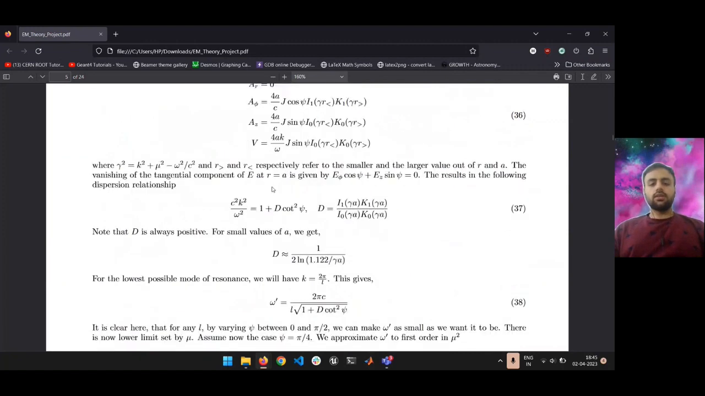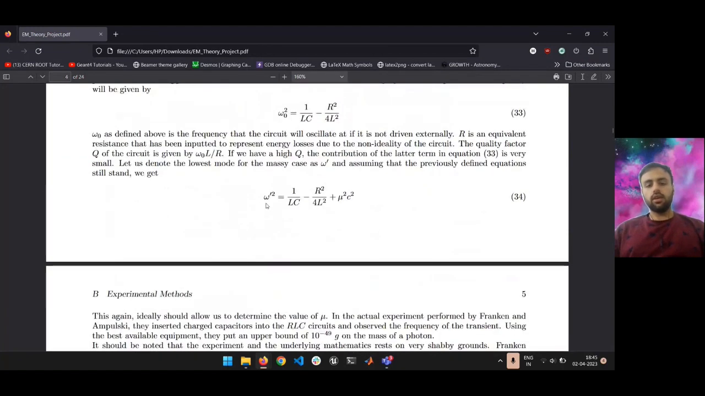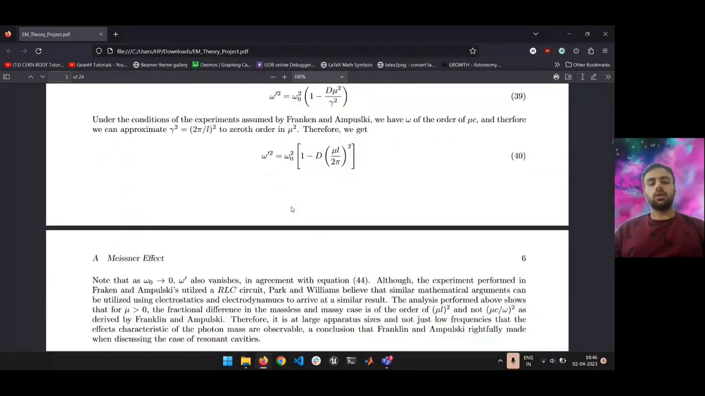The point to notice here, let me specify what the main difference is: if you assume this to be omega naught, as omega naught tends to 0, your omega dash tends to mu square c square, and that allows us to determine the value of mu. But in the dispersion relationship which we have obtained here, even when omega naught tends to 0, unlike the one Franken and Ampulsky suggested, you'll be unable to measure the value of mu. Therefore, what Park and Williams say is that instead of going about it like this, what we should really try doing is measuring the fractional differences between omega dash and omega naught square.